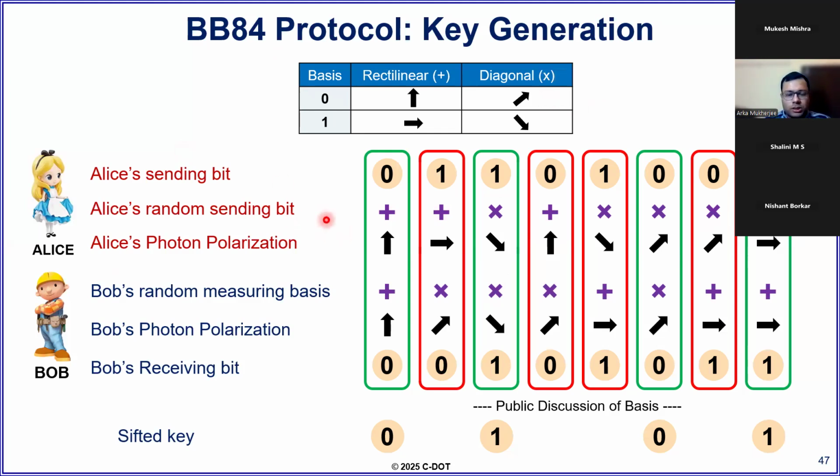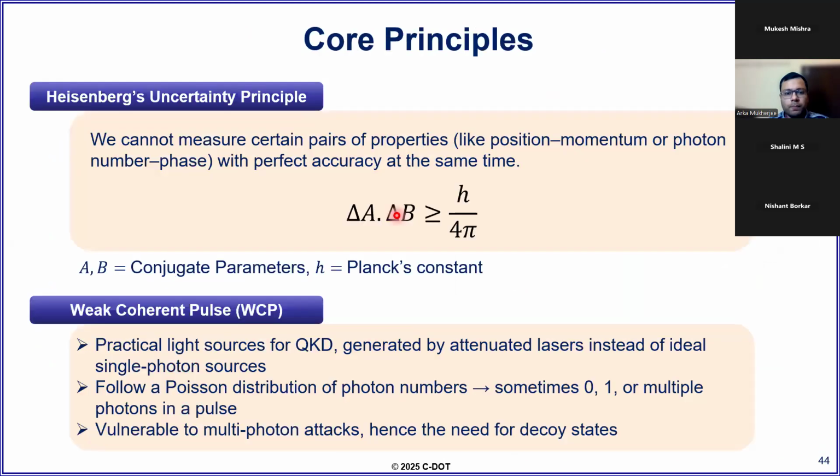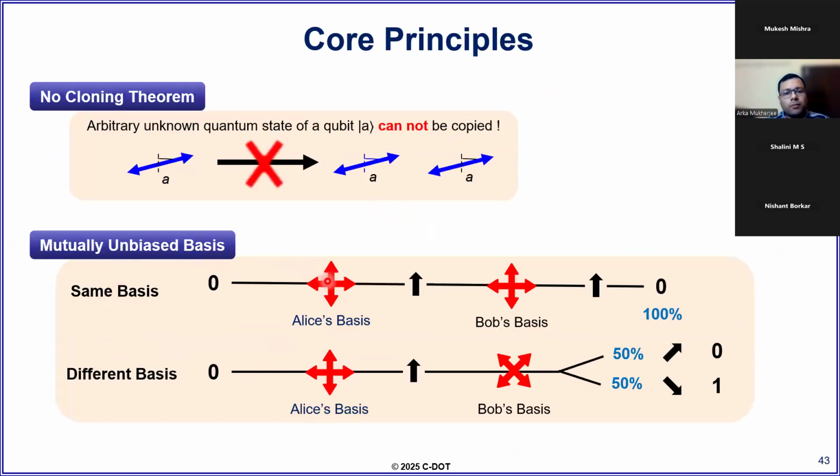So the basic concept is, I come back to this slide. This is the concept of mutually unbiased basis. If we prepare a quantum state using a rectilinear basis, that will be either horizontal or vertical, and we measure it using the same rectilinear basis, then with 100% fidelity we can recover the generated state. So we have prepared a vertically polarized light using a rectilinear basis, and Bob measures that vertically polarized light using the same rectilinear basis. Then we can say with 100% confidence that this was sent by Alice.